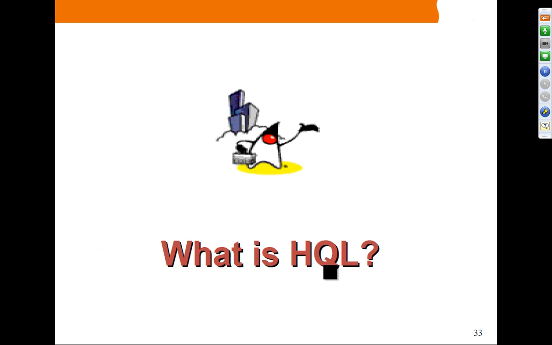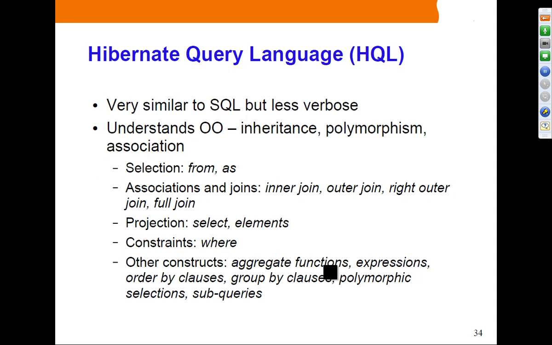So what is HQL? You can think of HQL as very similar to SQL, but you are using objects here. So it's actually closer to Java. Criteria is basically Java APIs. HQL, you can think of it as between the criteria API and SQL.